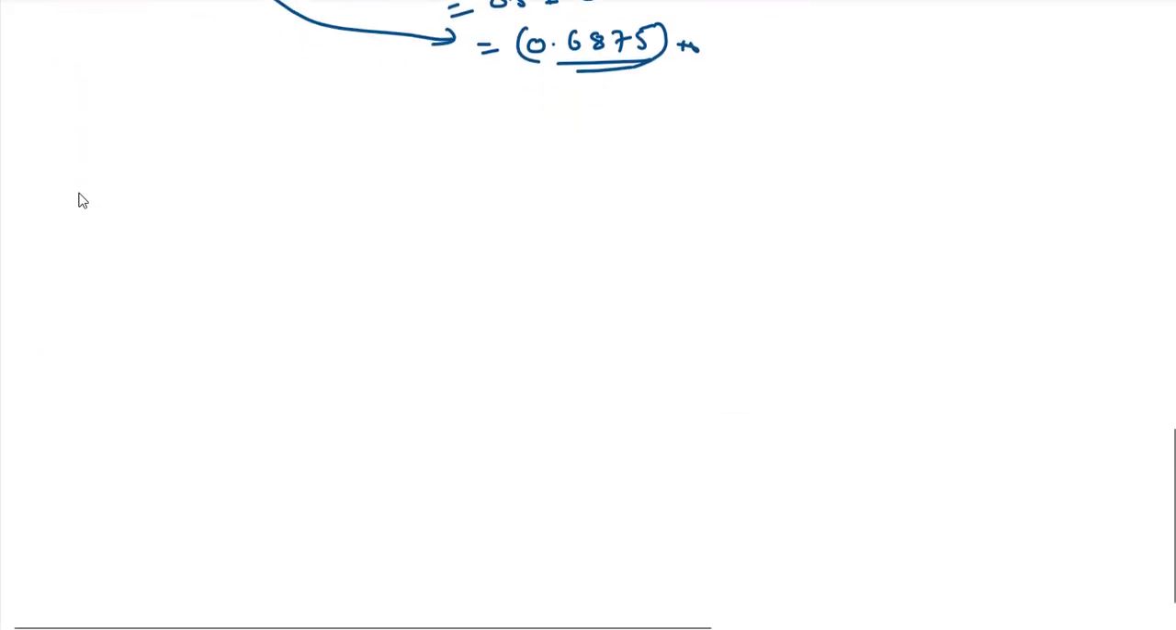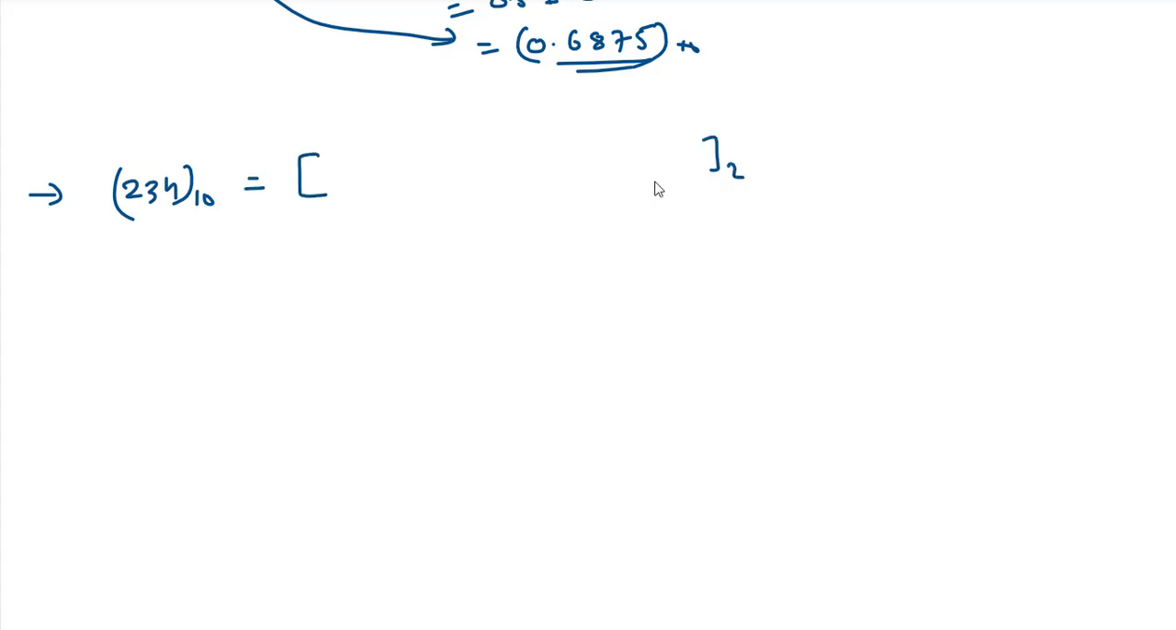Let us now take another example for converting a number from base 10 into binary equivalent. Let us take this number, 234 in base 10, and we want to find what is its base 2 equivalent or the binary equivalent.